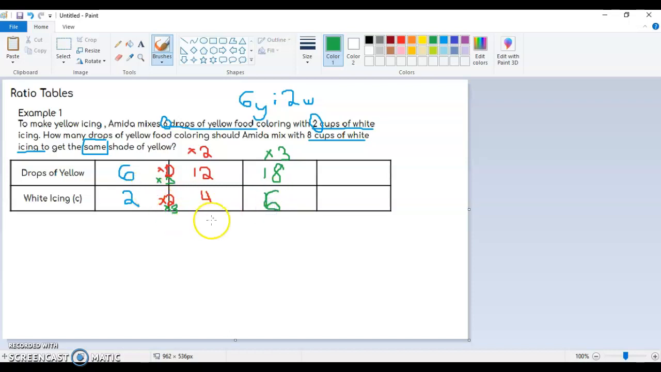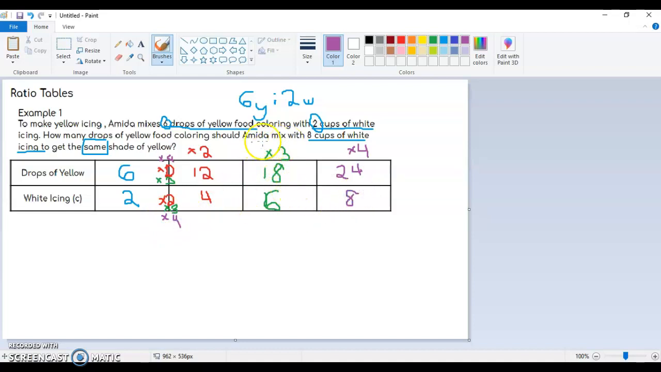Okay? And this is scaling. This is me going up, multiplying both numbers by the same thing. Okay? And then this was times 3, so let's go ahead and do times 4, because I like to go in order. It looks nicer. Okay? 6 times 4 is 24. And 2 times 4 is 8. Okay, so I filled in all my table.